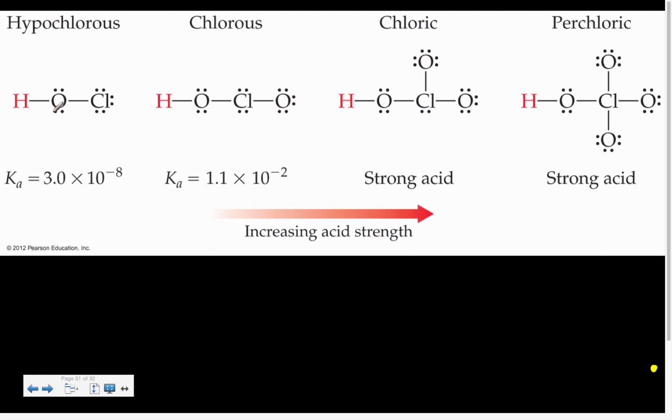So here it's the same idea, where this bond gets more and more polar, which means that this gets a stronger and stronger partial positive, which means it's more attracted to the lone pairs from a neighboring water and more easily removed, right? And the more electronegative groups here, the more stable this conjugate base is. Therefore, we get a stronger acid.